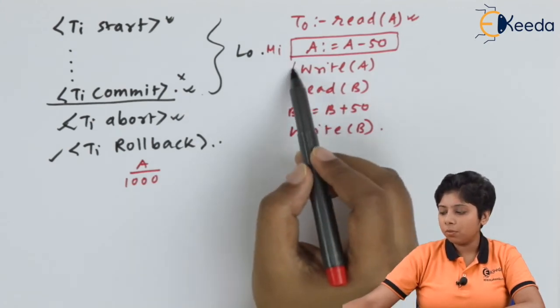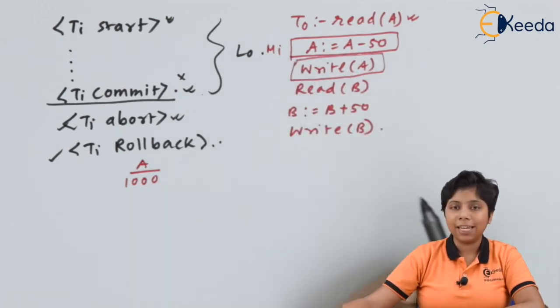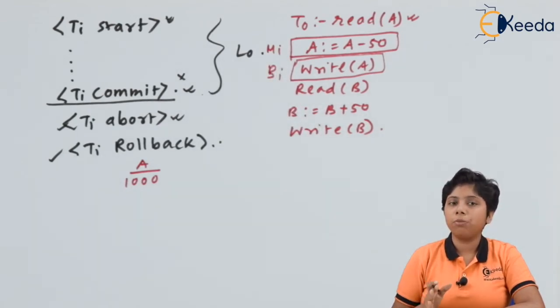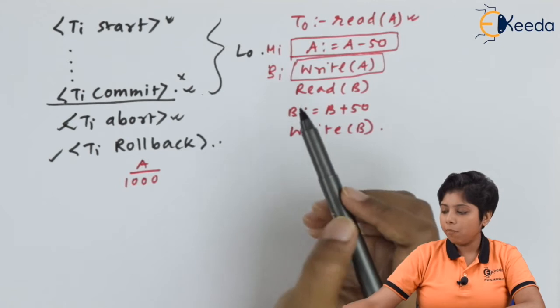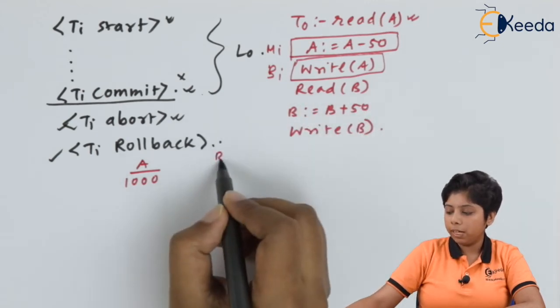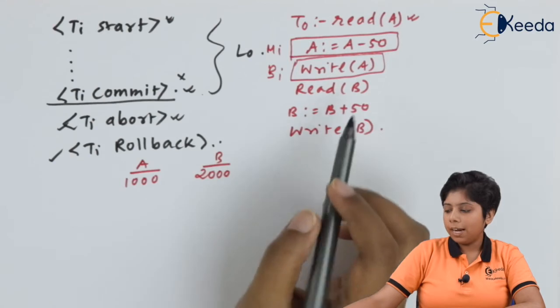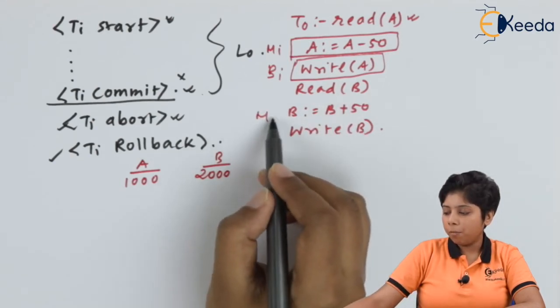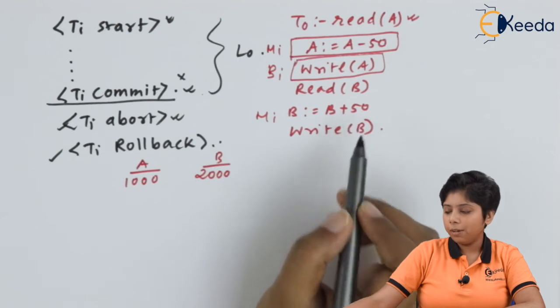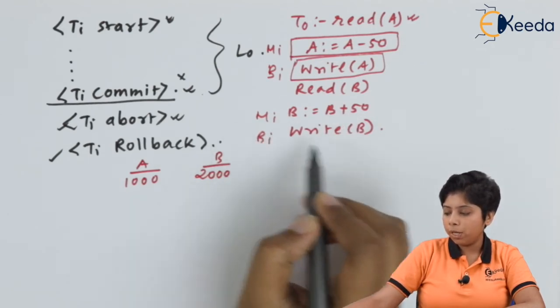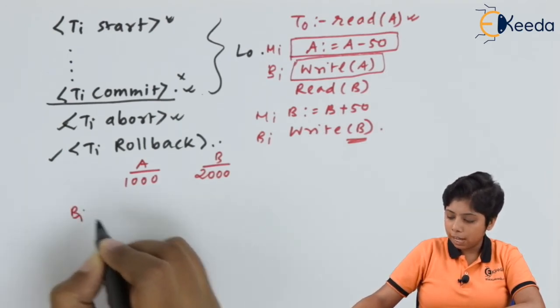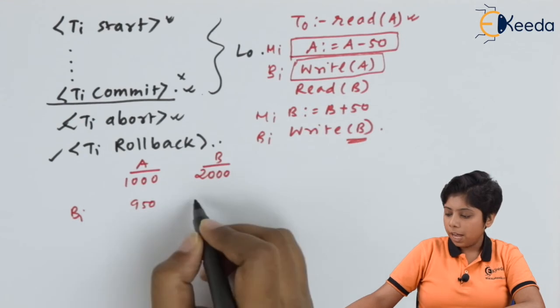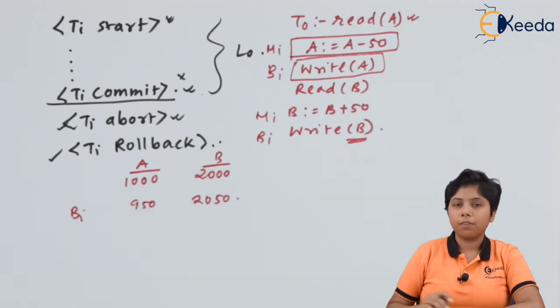Now when we are having this write A, that means the value of this A has been written to this buffer BI. It is still not written to the database, but only written to the disk buffer BI. The same way we are reading the initial value of B, say, which is 2000, and now the MI is again performing B equals B plus 50, and now my BI is having read with this write B to it. That means now the value of BI is having 950 and 2050 respectively.